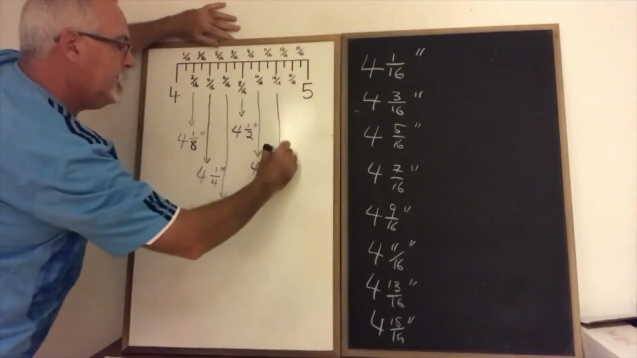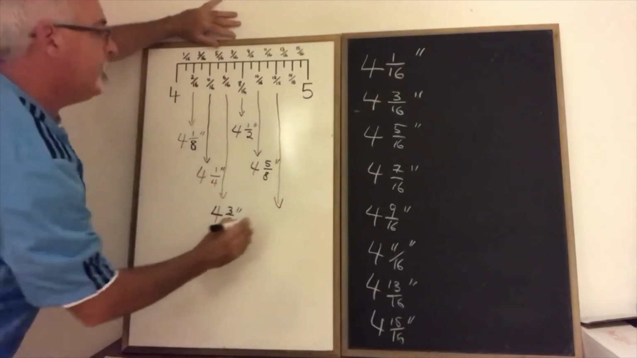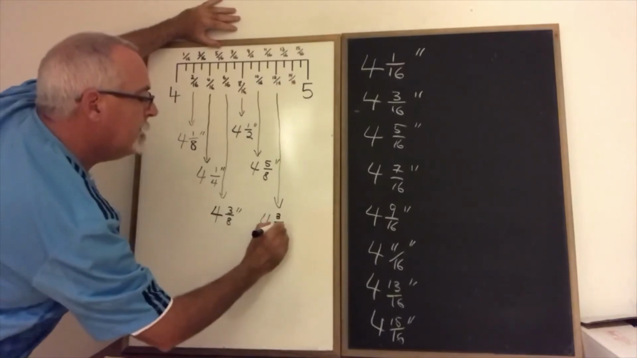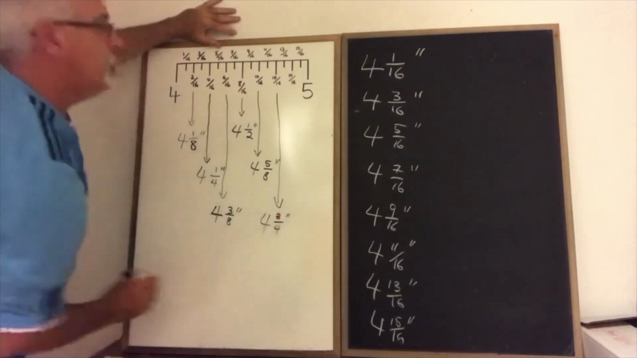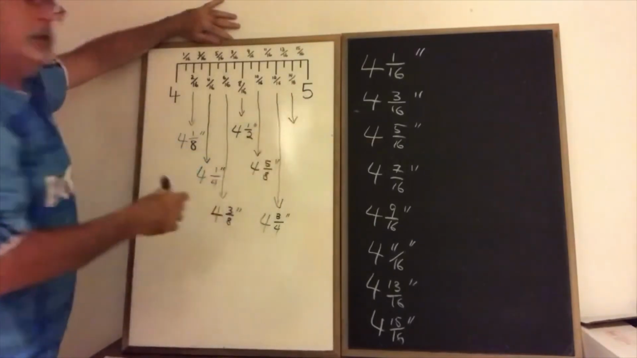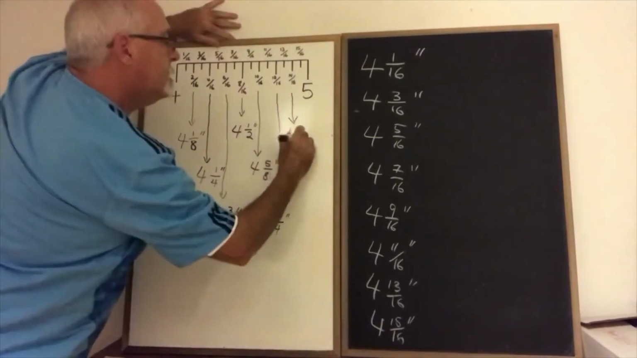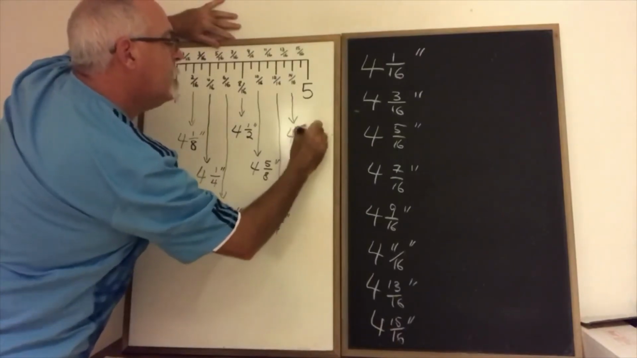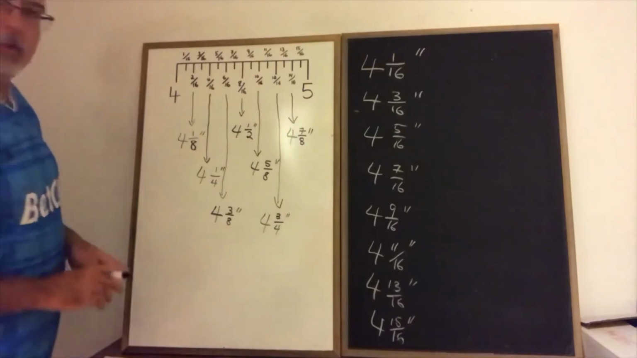12 and 16 have 4 as a greatest common factor. 12 divided by 4 is 3, 16 divided by 4 is 4. We have 4 and 3/4 inches. And finally this one, 14 and 16, the greatest common factor is 2. 14 divided by 2 is 7, 16 divided by 2 is 8. We have 4 and 7/8 inches.